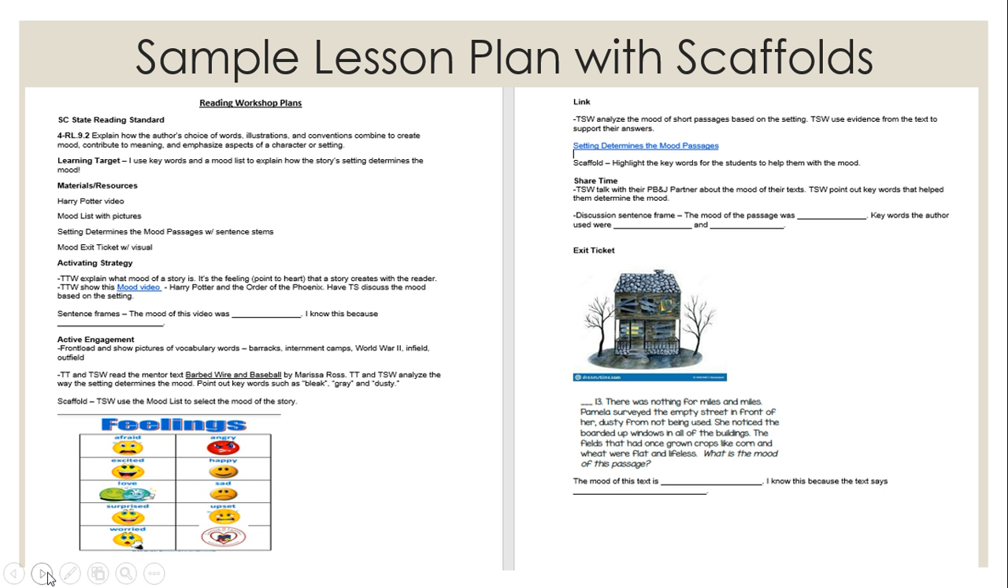So here's a sample lesson plan for a reading workshop. The I can statement: I can use keywords in a mood list to explain how the story setting determines the mood. So again, there's the I can statement telling you what you're going to do. There's the mood list so that when you're reading the text, they can point out how the characters are feeling and the mood that's created. There's a video in here where they can experience a video and be able to describe the mood they're feeling.